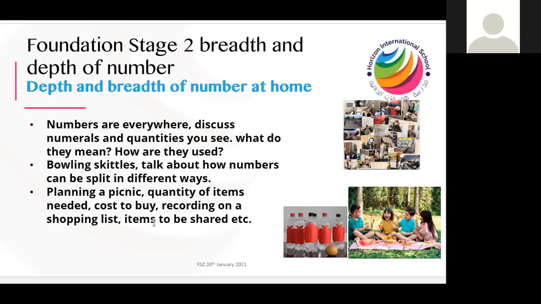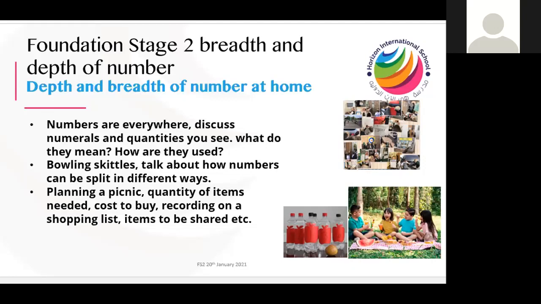Another idea is planning a picnic. I mean, there's lots and lots of maths in there. How many people are going, the quantity of items you need, the cost to buy. Children can record these on a shopping list. You can talk about sharing. How many do they get each when they're sharing out? So yeah, these are just some really simple ideas to get that breadth and depth of number into your home.